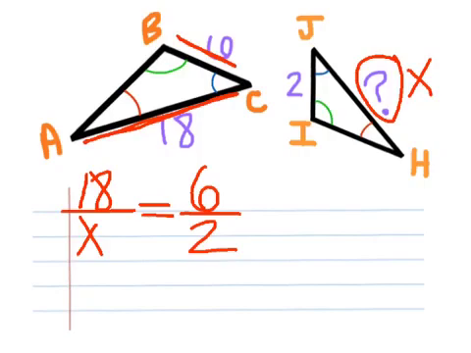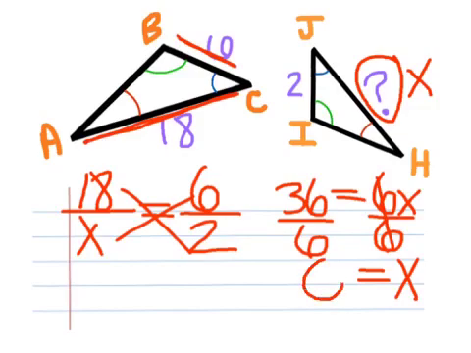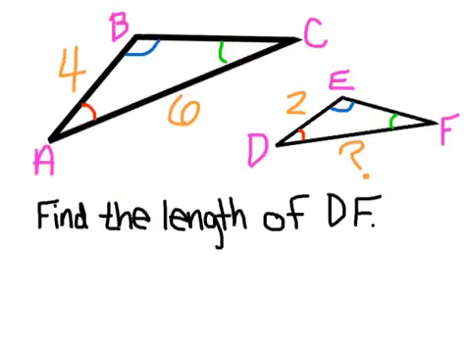Okay, now we're going to cross multiply. 18 times 2 is going to give us 36. 6 times x is going to give us 6x. We divide by 6. And 36 divided by 6 is just 6. So the length of our side is going to be 6. So go ahead and try a practice problem.